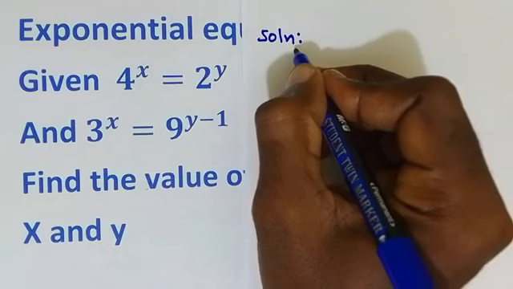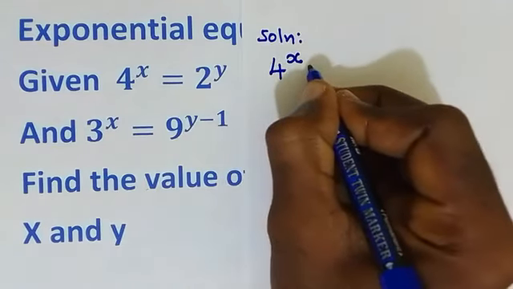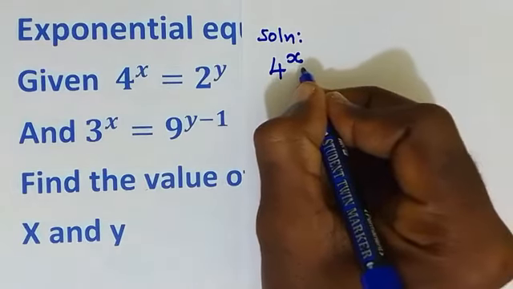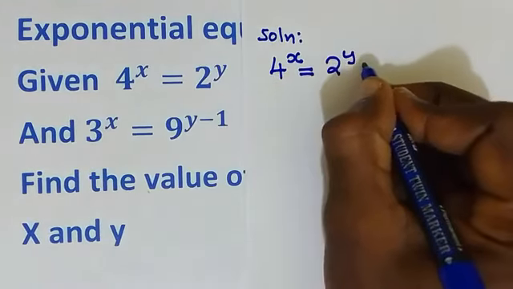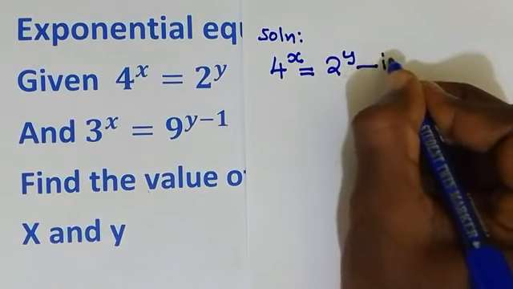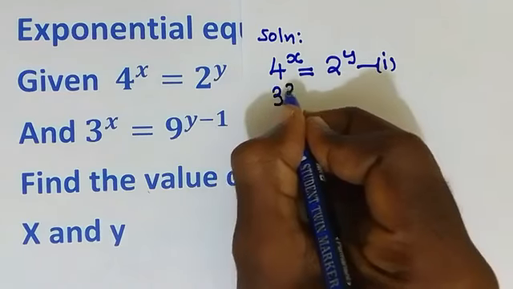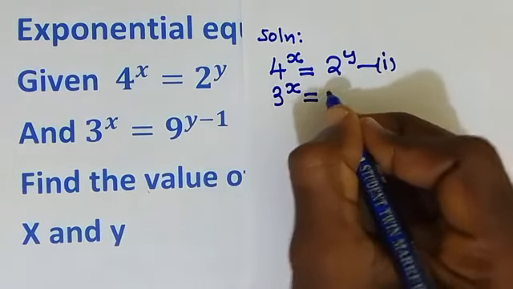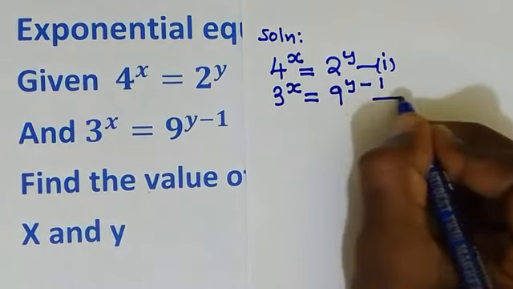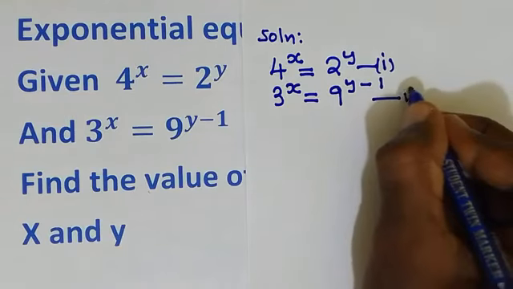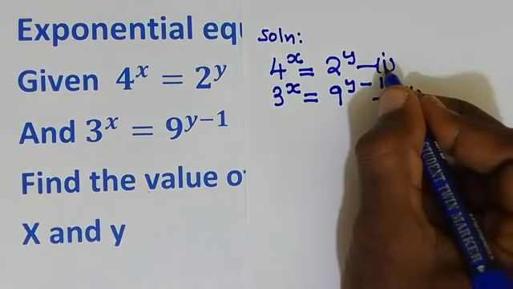So we have given 4 power x equal to 2 power y. I'll call this equation number 1. And 3 power x equal to 9 power y minus 1. I'm going to call this equation number 2. Let us work on equation number 1.